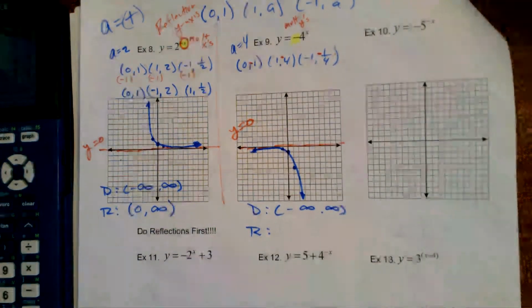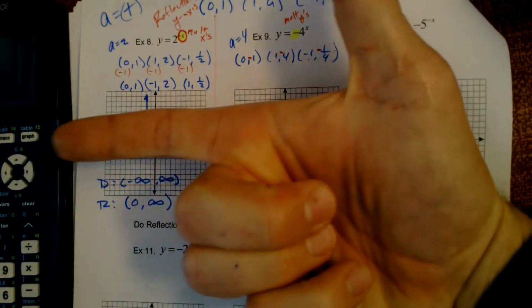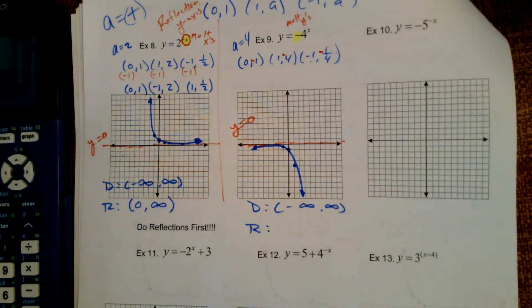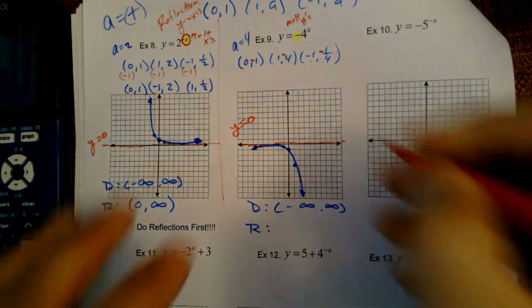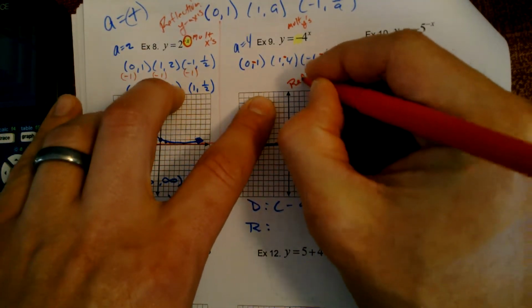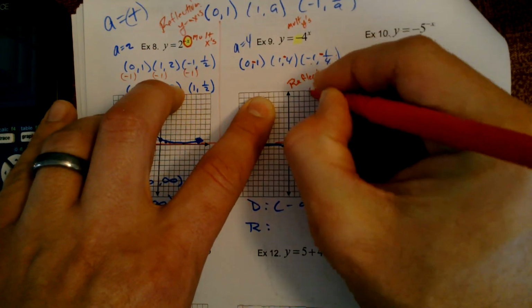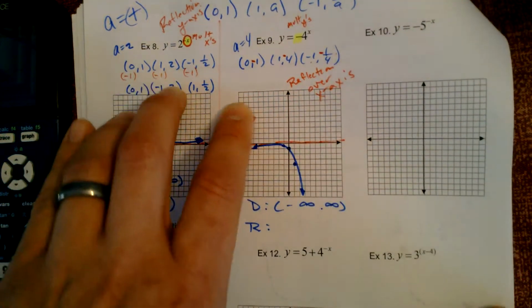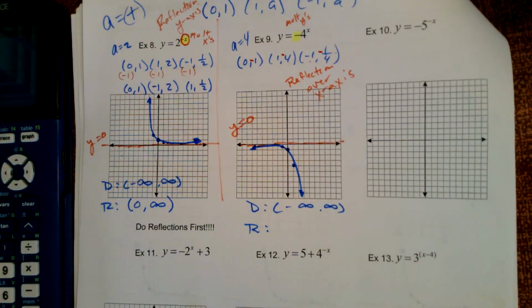So what happens with this one, it's a flip. Normally, it's here, and now it gets flipped over. Okay? So if you want to make note of this, this is a reflection over the x-axis when you have a negative. So that's a reflection over the x-axis when the y is negative.